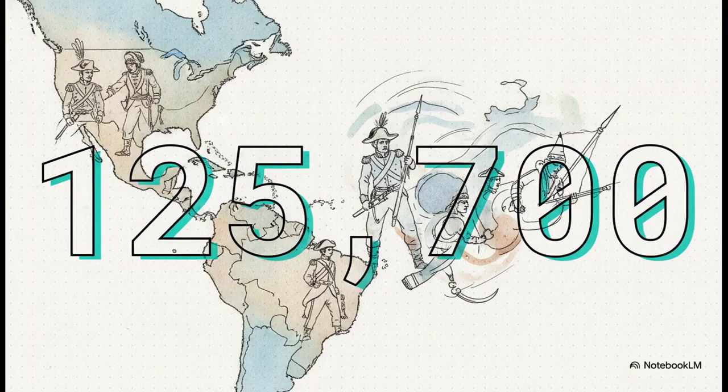Now, check out this number. Back in 1808, Spain had a massive military presence. Actually, to be precise, 125,700 troops stationed all across the Americas, stretching from Mexico all the way down to the Rio de la Plata. But here is the most vital piece of context. The vast majority of these troops defending the Spanish crown were actually native-born Americans.